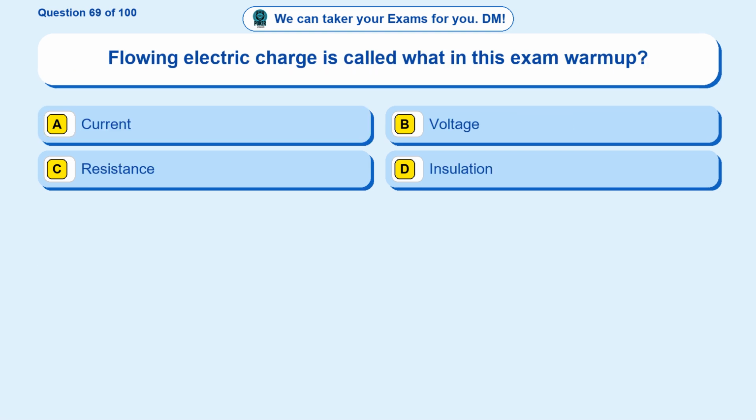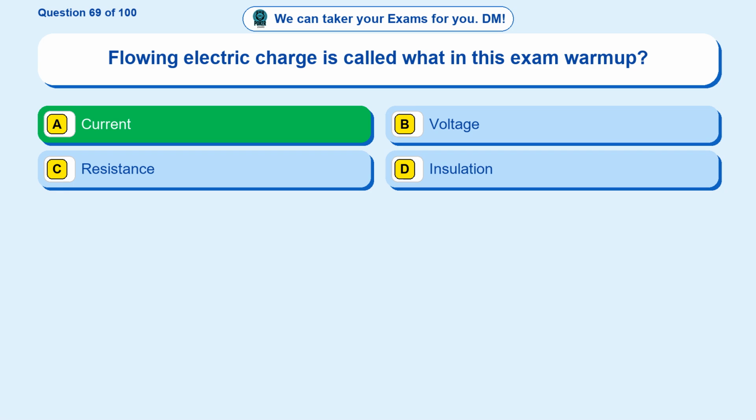Question 69. Flowing electric charge is called what in this exam warm-up? Option A, current. Option B, voltage. Option C, resistance. Option D, insulation. The correct answer is option A.